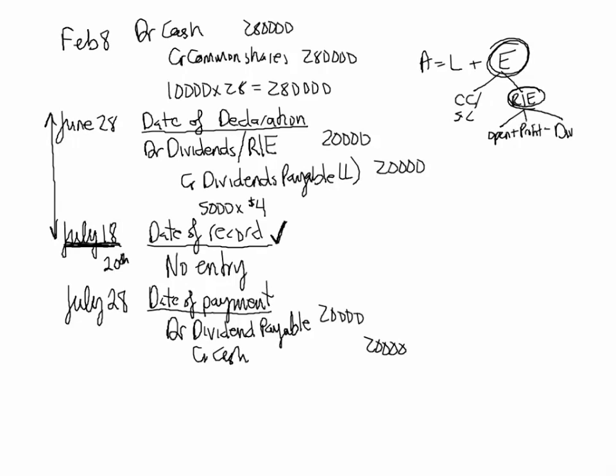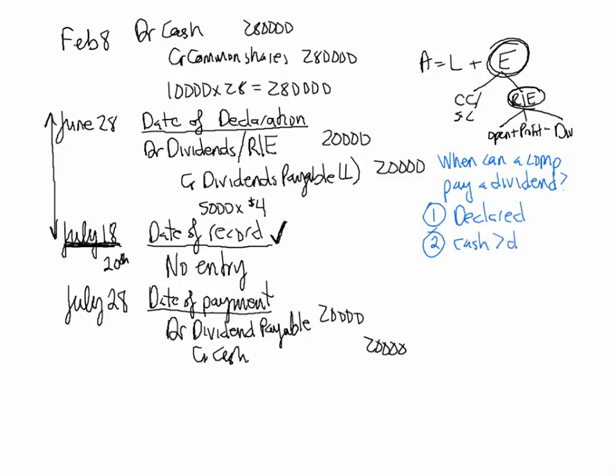I'm going to change my color for a second so it's very clear. So when can a company pay a dividend? So 1, it must be declared, right? That's just a given. 2, by the board of directors. 2, you must have cash that is greater than the amount of the dividend. And 3, you must have retained earnings that is greater than the amount of the dividend.